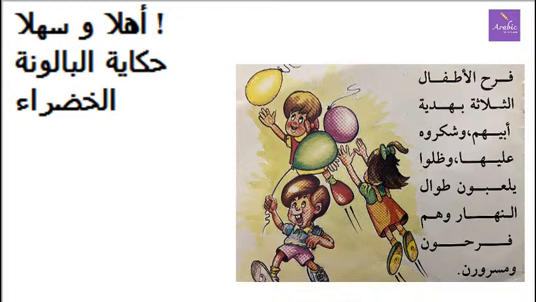وظلوا يلعبون طوال النهار, and they stayed playing. ظلوا يلعبون, يلعبون is in the present tense, for them. يلعبون طوال النهار, the whole morning. نهار is morning. So they stayed playing with the balloons طوال النهار, وهم فرحون ومسرورون, and they are happy and glad. You know, فرحون مسرورون, it's similar meanings. Okay.